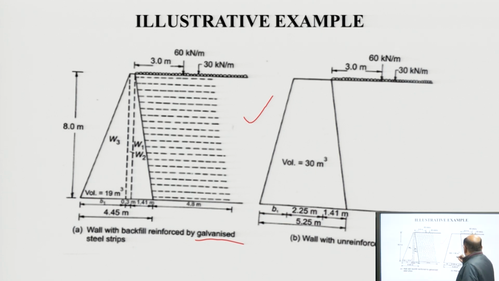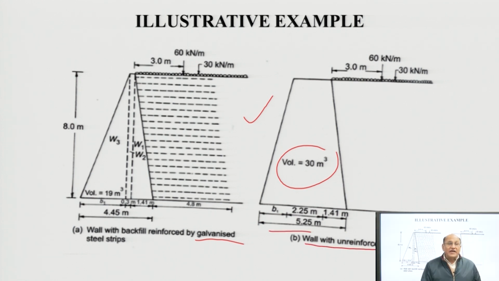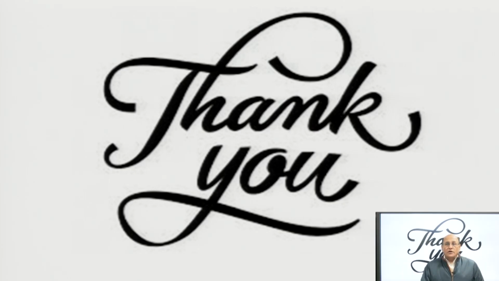This is also the volume, 30 cubic meter, and this is the dimension we have already found with the unreinforced backfill. If we are not using any reinforcement, then the section will be this one. So, that is the hint.